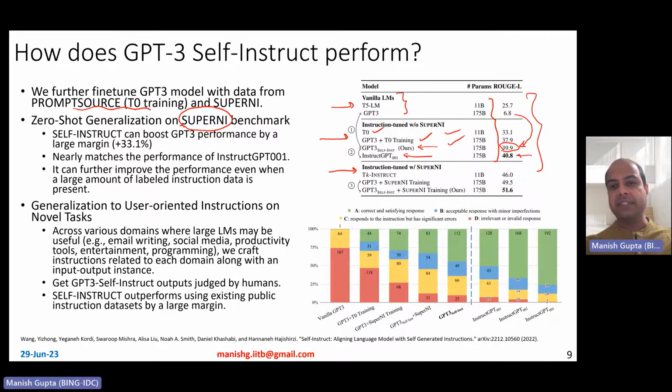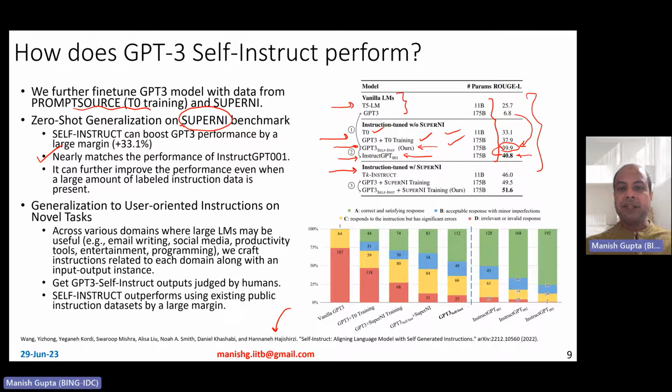Now, the interesting part is that considering the proprietary Instruct GPT data that OpenAI used was the GPT-3 model, which has been fine-tuned using now the publicly available self-instruct data, the performance nearly matches, right? It's basically 39.9 versus 40.8. So it's not too far.